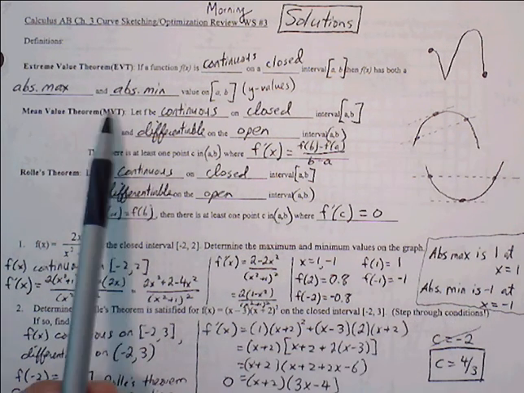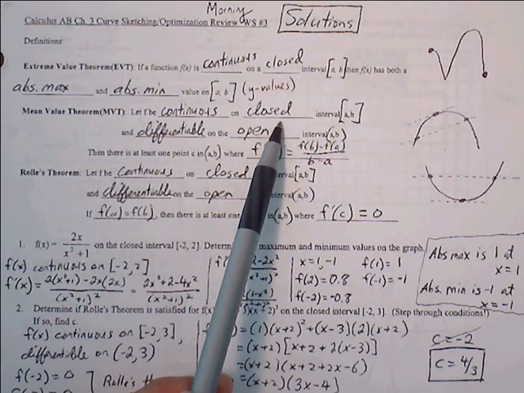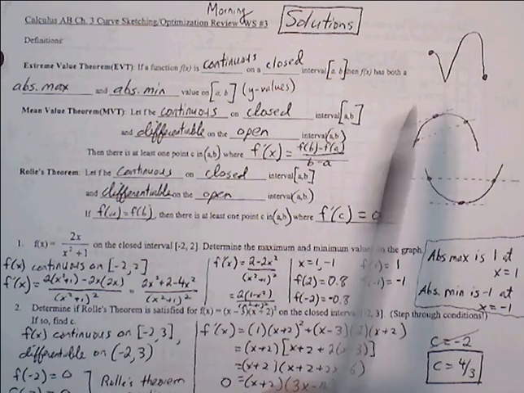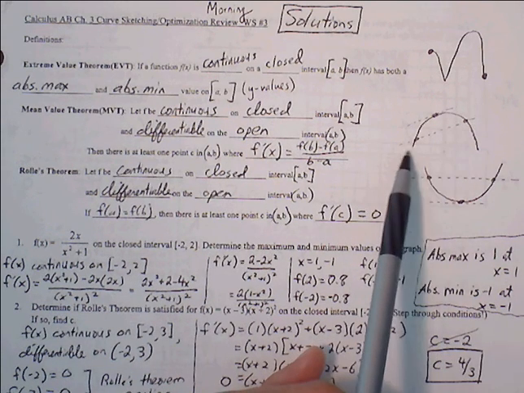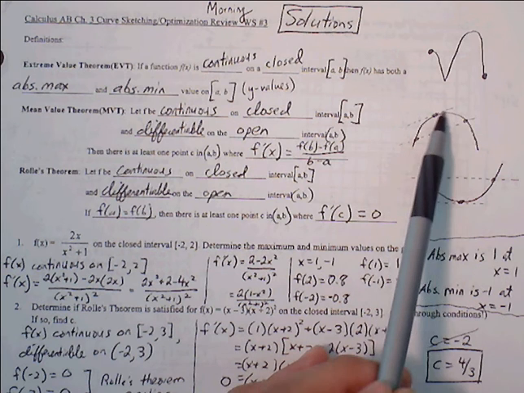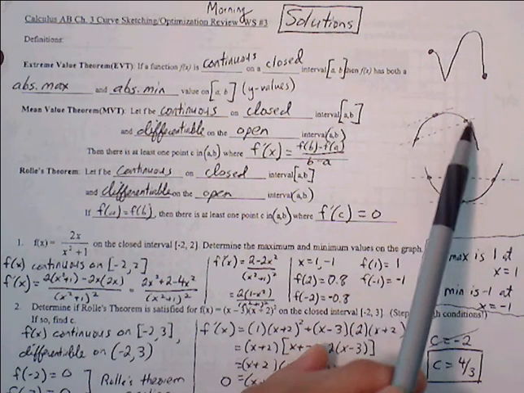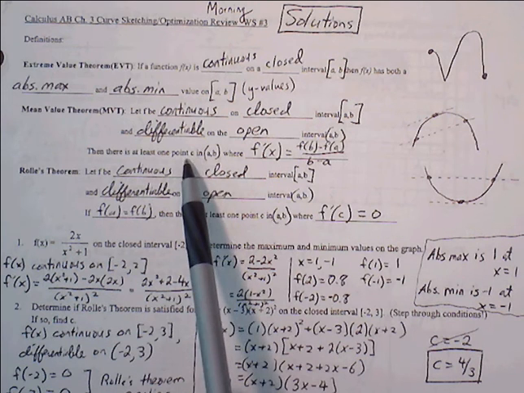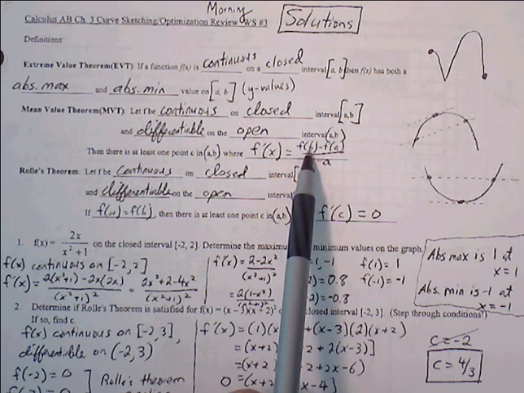All right, mean value theorem. So it says here that let a function be continuous on the closed interval and differentiable on the open interval. So we have a function where there's no break in the graph, as well as the fact that the slope is defined at every point on the graph. Then there is at least one point on the open interval where f prime is equal to f of b minus f of a over b minus a.